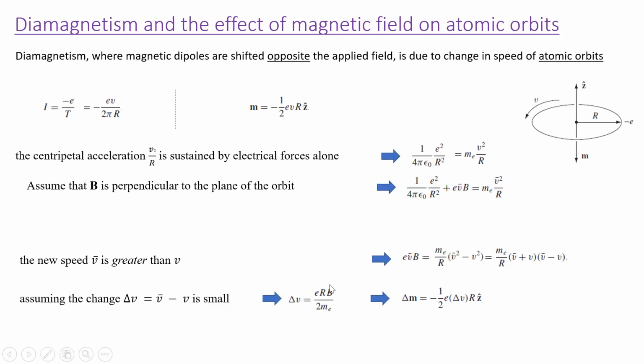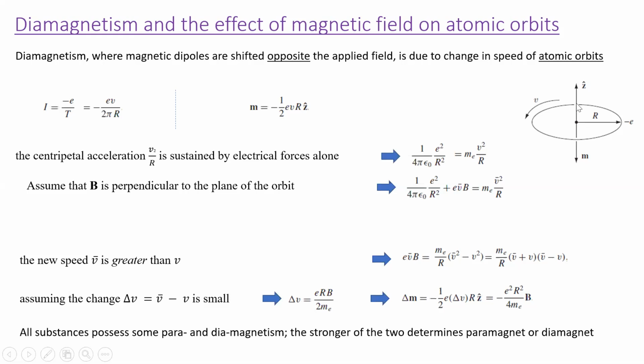If we like, we can plug in this expression for delta v here and get an expression just in terms of the parameters of the orbit, the charge, the radius, and the mass. So that's diamagnetism, and it has to do with the fact that an applied magnetic field speeds up the electron in its orbit, and therefore increases the magnetic moment opposite the applied magnetic field.